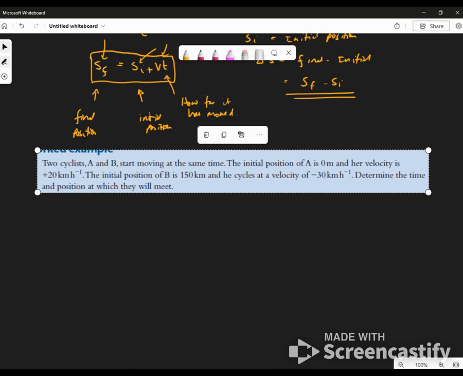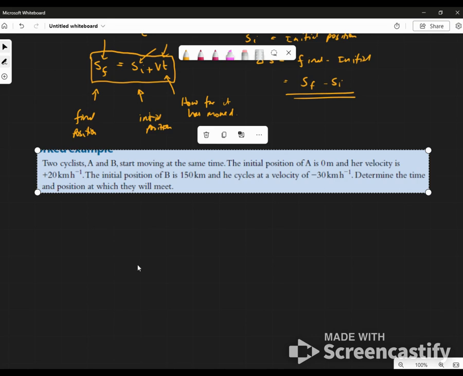So two cyclists, A and B, start moving at the same time. The initial position of A is 0, that's S, and the velocity is 20 kilometers an hour. And the initial position of B is 150 kilometers, and he cycles at a velocity of minus 30 kilometers an hour. Determine the time and position at which they meet.